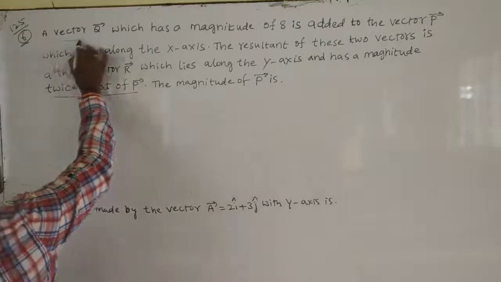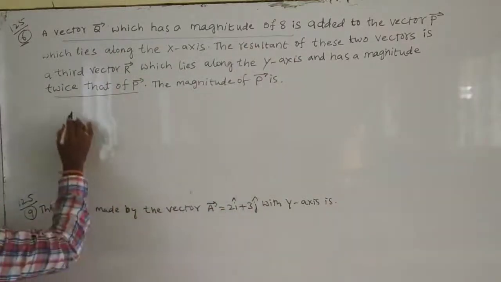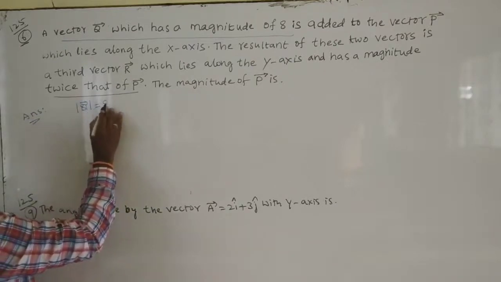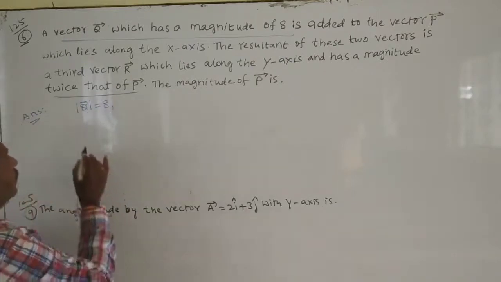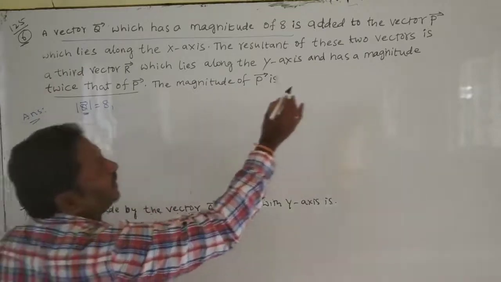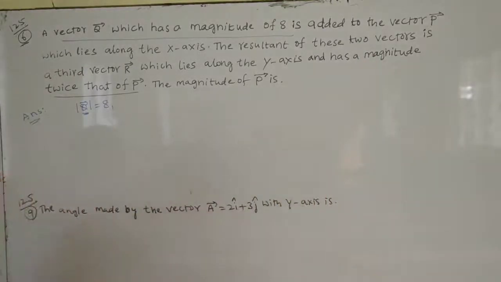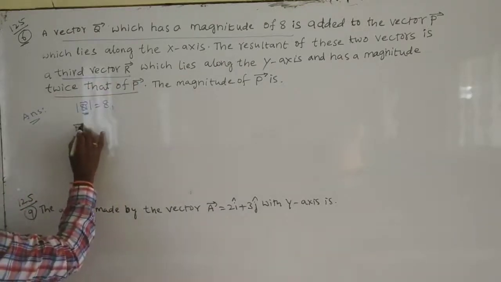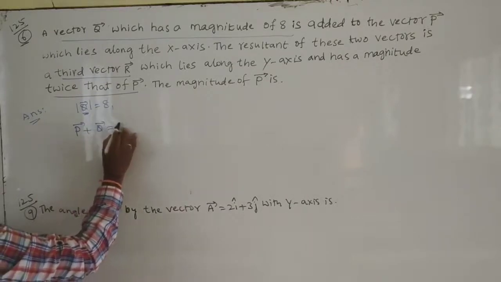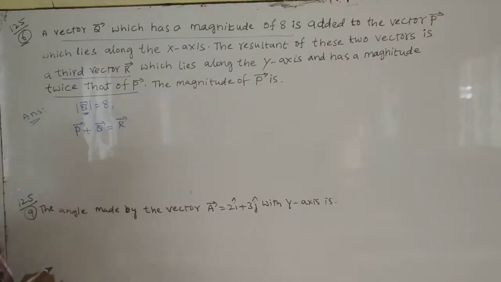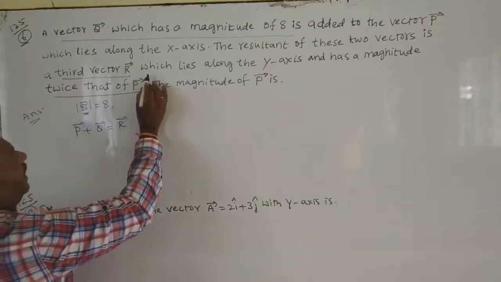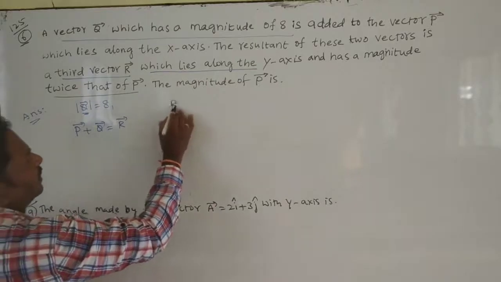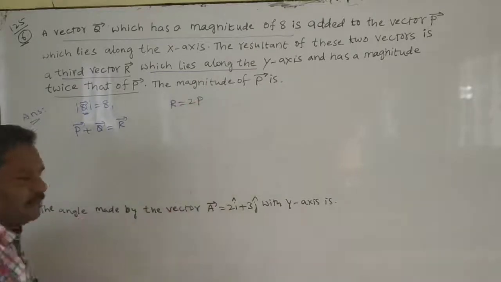So the vector has magnitude 8. So answer, magnitude of q bar equals 8 units. So this vector p bar is added to another vector, q bar. Then the resultant vector is a third vector. So p bar plus q bar equals the resultant vector r bar, which is along the y-axis and has magnitude twice that of p.